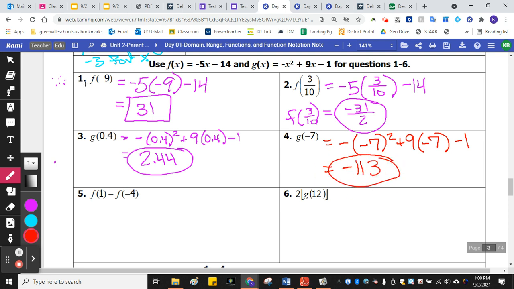Okay, right here it's telling you use the F function. Then down here it says use the G function. That makes some sense. -113. On 5, we're going to do f of 1, find out what that is. Do f of -4, find out what that is, and then subtract them.